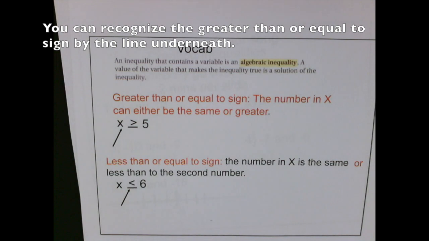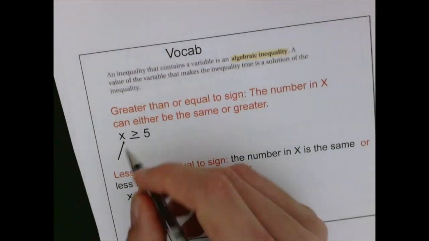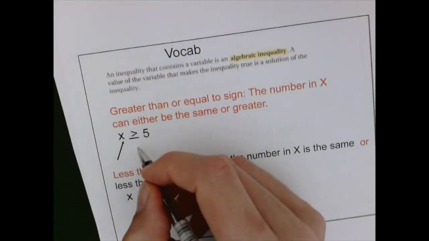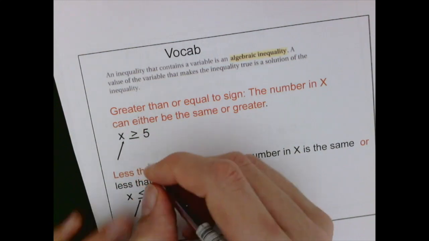Less than or equal to. The number in x is the same or less than the second number. So if I place a number in for x for this example here, what number is either greater than or equal to 5?